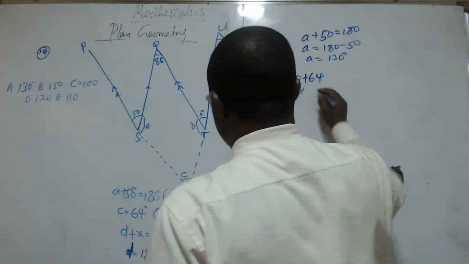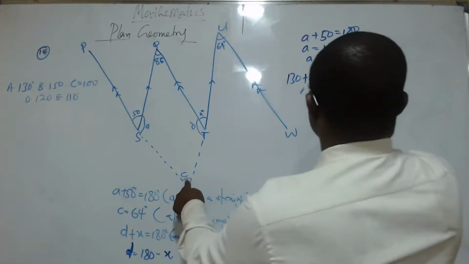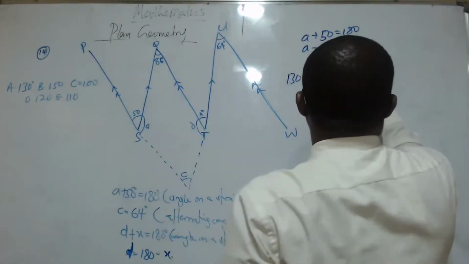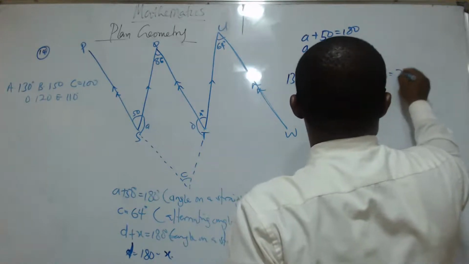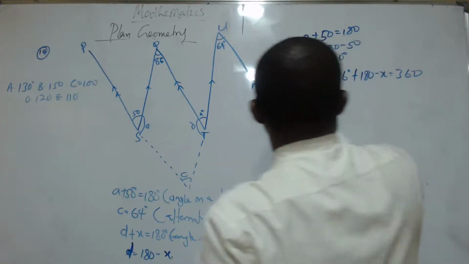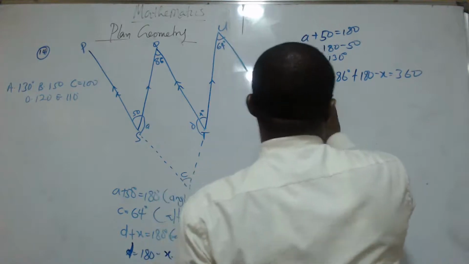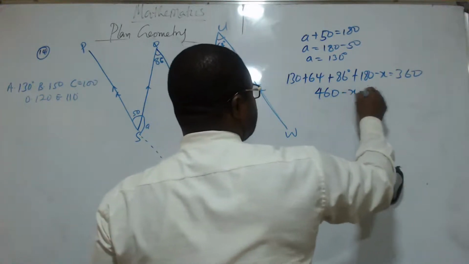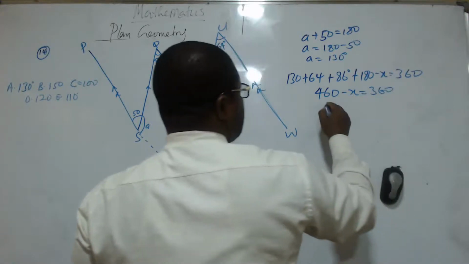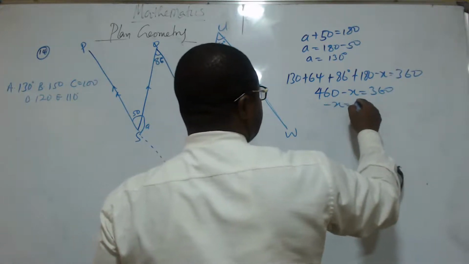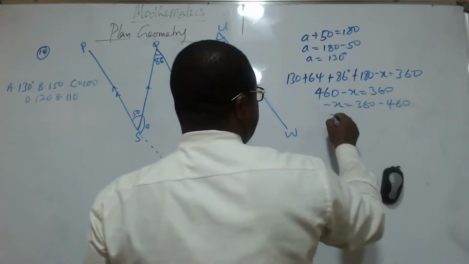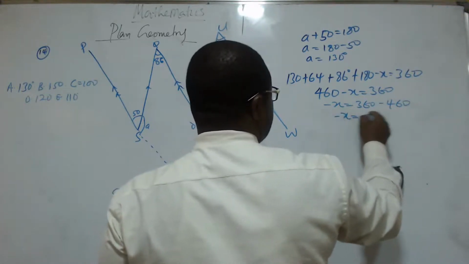We have 130 plus 64. That's this angle. Plus 86. That's this angle. Plus 180 minus X equals 360. So 130 plus this plus this plus this will be 460 minus X equals 360. So you have minus X equals 360 minus 460, so minus X equals minus 100.